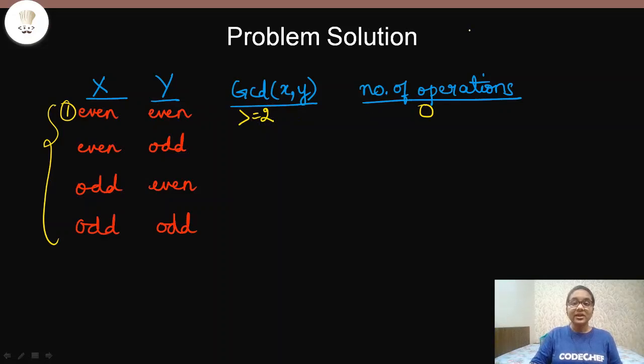So what is the condition that we are checking here? We are checking the condition that GCD of x and y should be greater than 1.